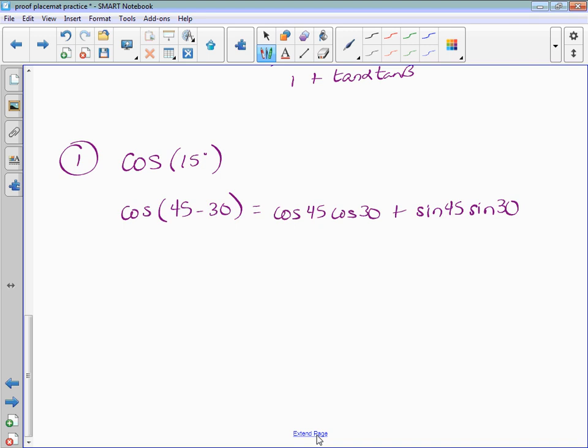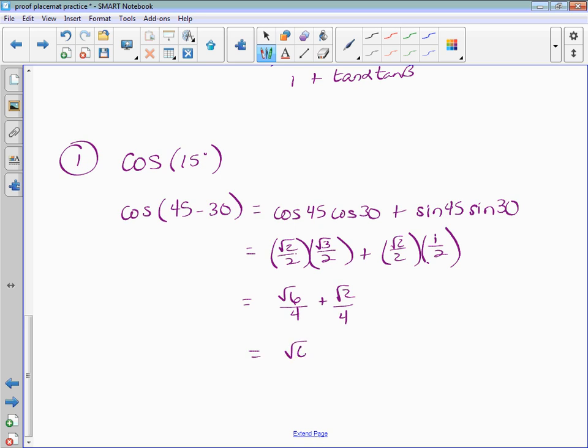So this goes back to you knowing your values from your unit circle. What is the cosine of 45? Cosine of 30. Sine of 45. Sine of 30. All right, so you should be at root 6 over 4 plus root 2 over 4. So you can combine that to root 6 plus root 2, all over 4. One done.